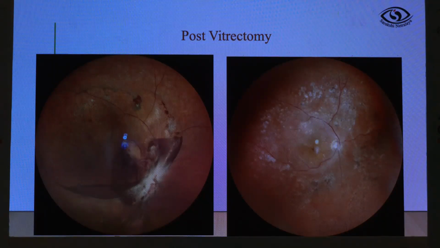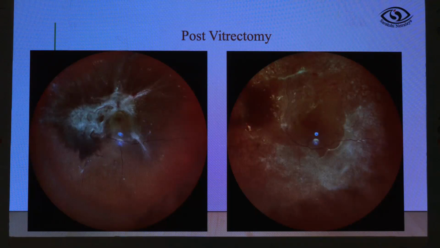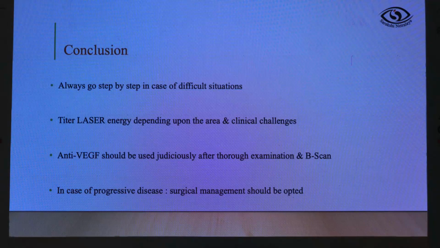In cases of post-vitrectomy, many a time when there are no iatrogenic breaks, the fluid persists, which automatically gets resolved after a period of time. So after removing the membranes, you should not always opt for doing the laser, as the laser per se can cause iatrogenic breaks. So in such cases, let the fluid get absorbed and then you complete the laser. So these are the two cases which are being presented here. So to conclude, always go step by step in case of difficult situations.